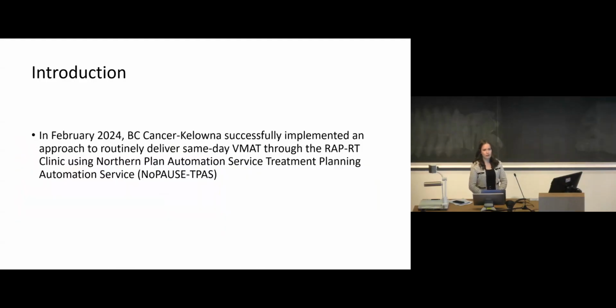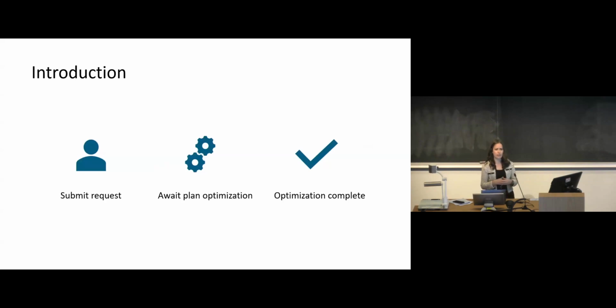So in February of 2024, BC Cancer Kelowna did successfully implement an approach to routinely delivering same-day VMAT in their rapid access clinics using an automated planning script that I'll refer to as TPAS. And essentially how TPAS works is 3 simple steps. The user submits the request, you await plan optimization, and then review the completed plan.